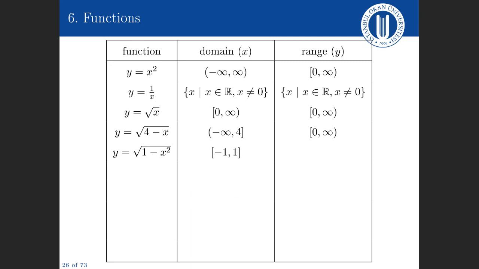Not a problem. But if x is bigger than 1 or smaller than minus 1, we would end up doing the square root of a negative number, which is not something we can do in the real numbers. So the biggest possible domain that we could use is square bracket minus 1 comma 1 square bracket.